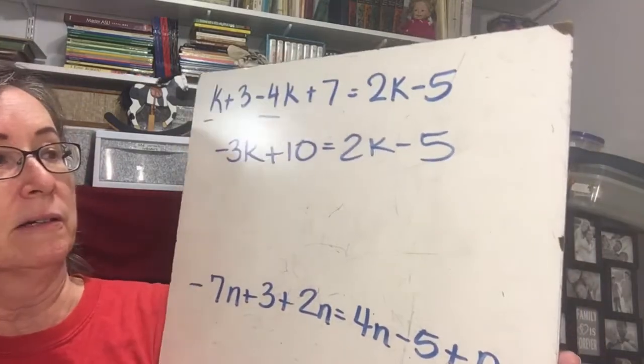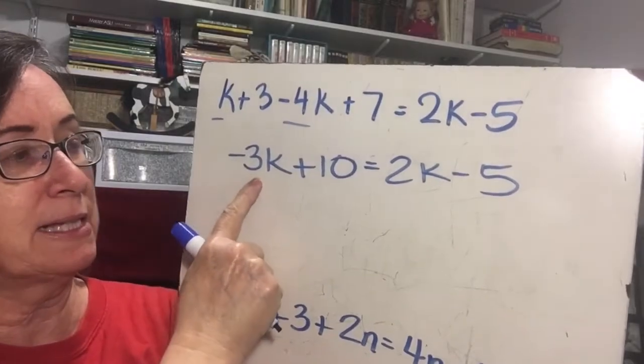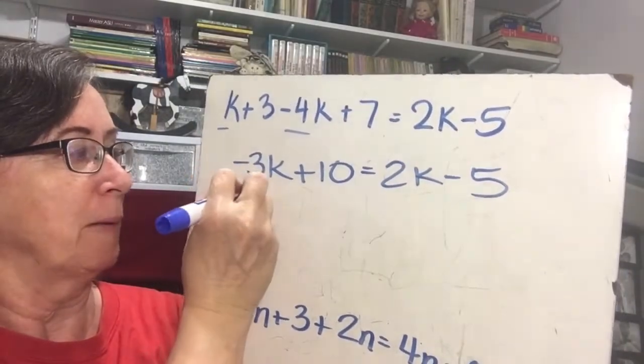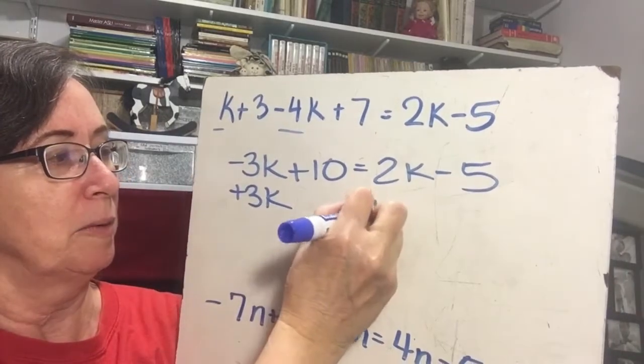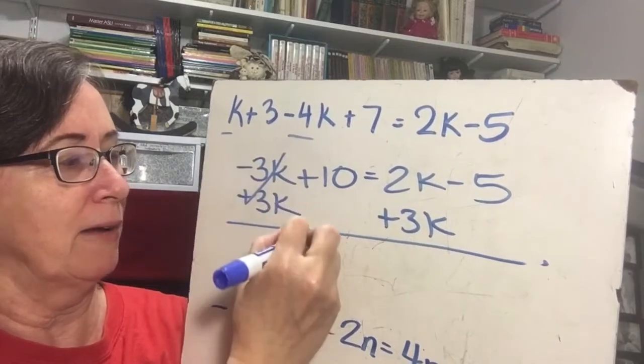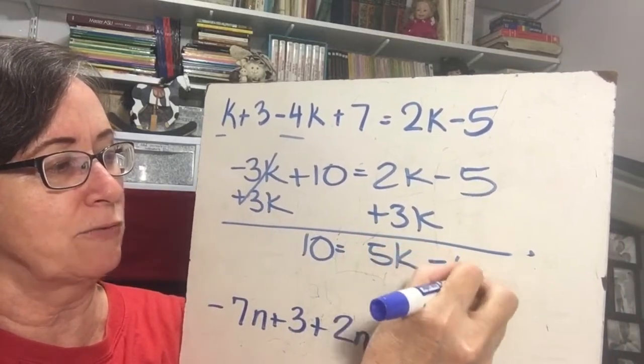All right, now, if I want to keep it positive, I could move this over here. Let's do it that way this time. Okay, plus 3k plus 3k. So now I have 10 equals 5k minus 5.